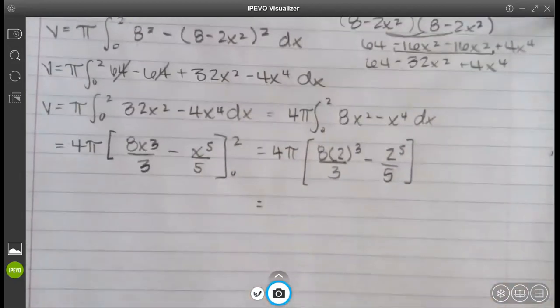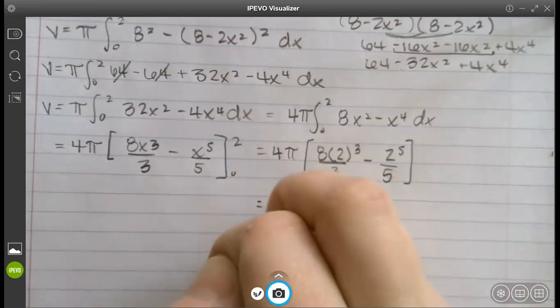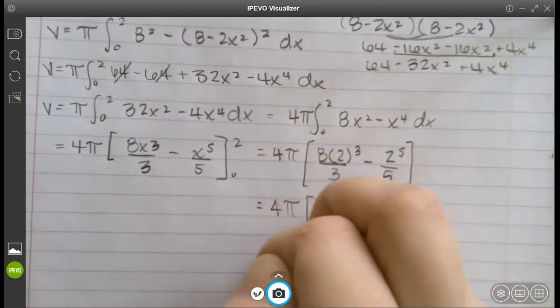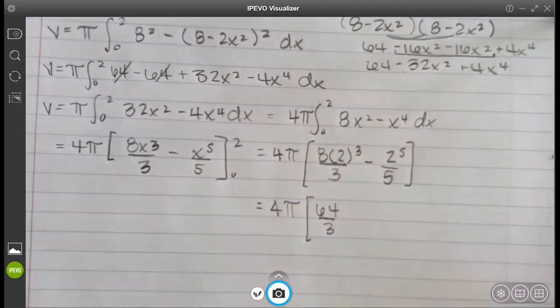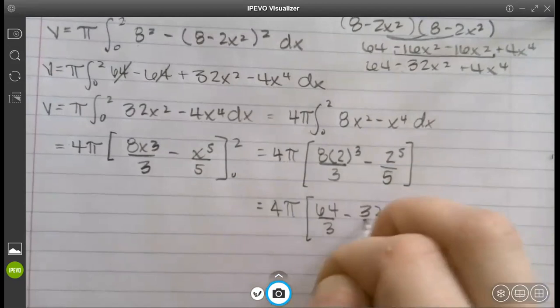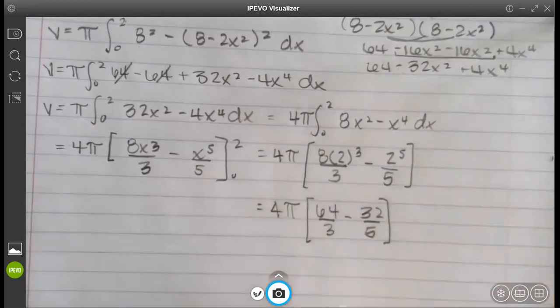This gives us 64 over 3. 2 cubed is 8, times 8 is 64 over 3. 2 to the 5th is 32 over 5. I just went ahead and did it in my calculator, but you would have to get a common denominator if you were doing it by hand. What's your common denominator? 15.